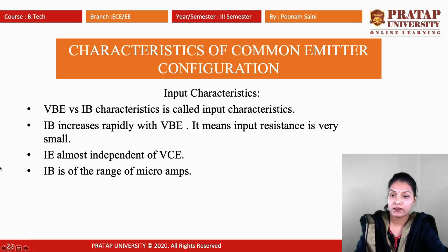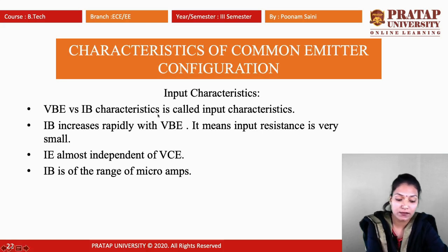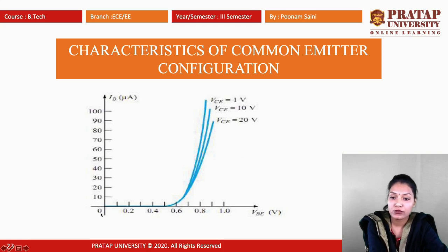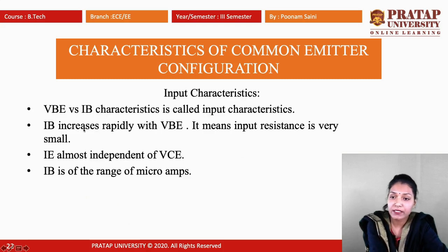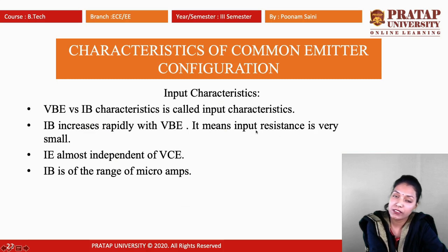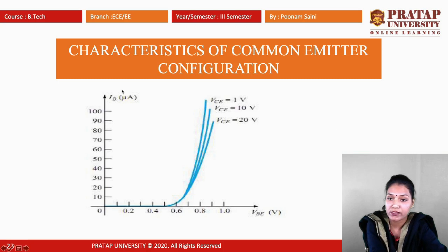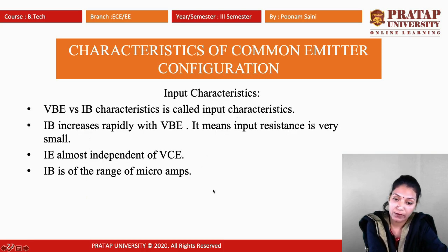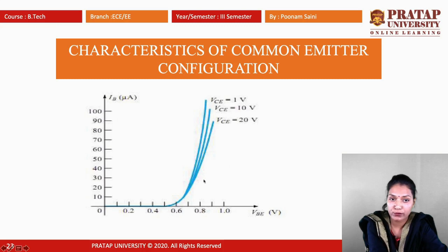In the input characteristics, VBE versus IB characteristics, you can see that IB increases rapidly with VBE. As the VBE increases, IB increases, and VCE has little effect. This means input resistance is very small, and IB is independent of VCE. IB is always in the range of microamperes. As VBE increases, it will increase rapidly and it is independent of VCE. So this is the diagram for input characteristics.